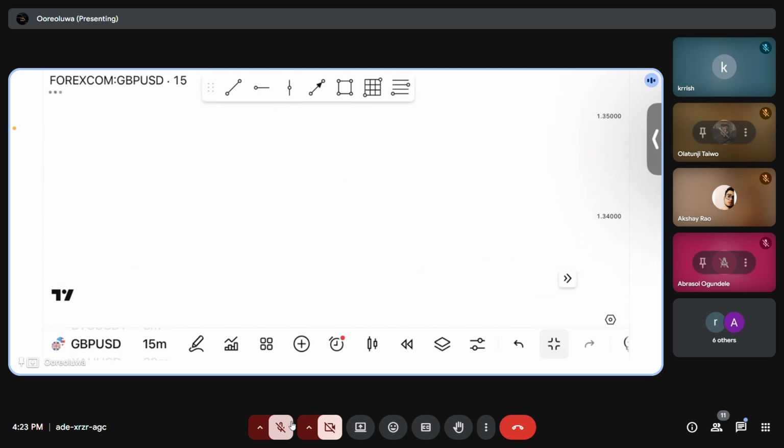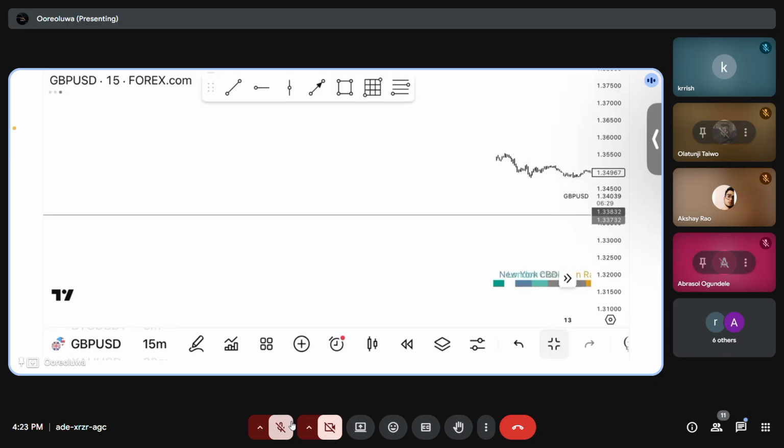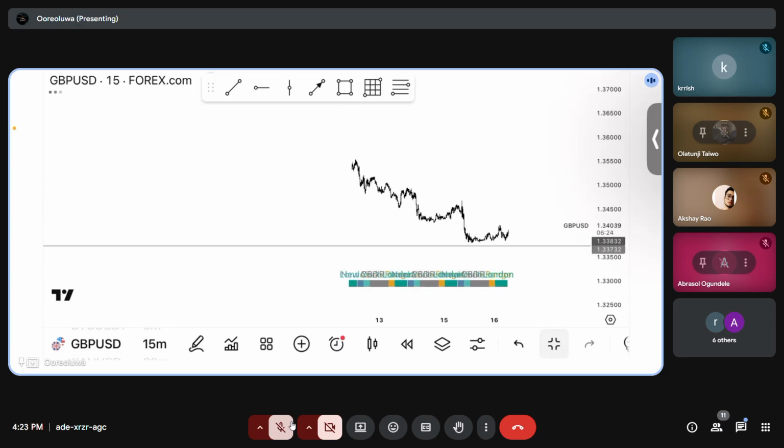You can see that buy was an Asian range model buy. Very clean and smooth. You wouldn't have missed that trade. Had you been an Asian range trader, you wouldn't have missed the trade at all.